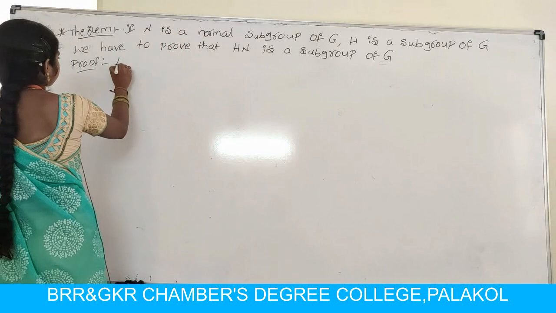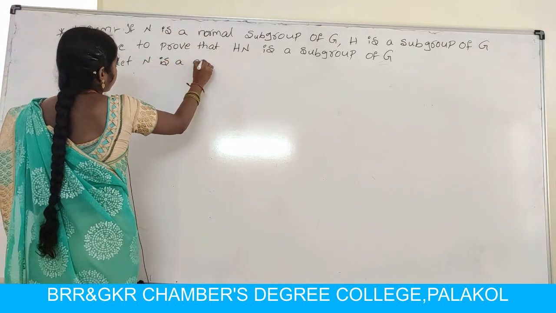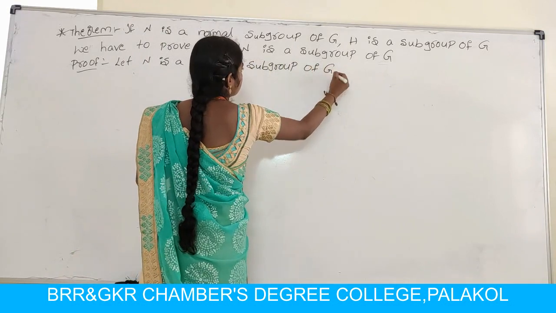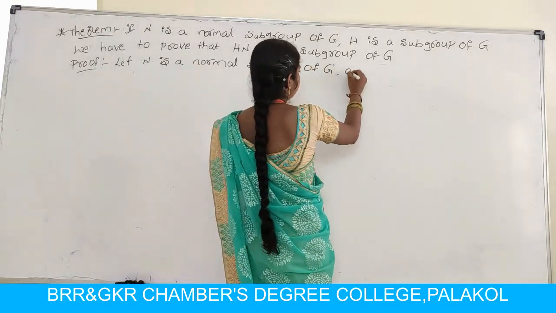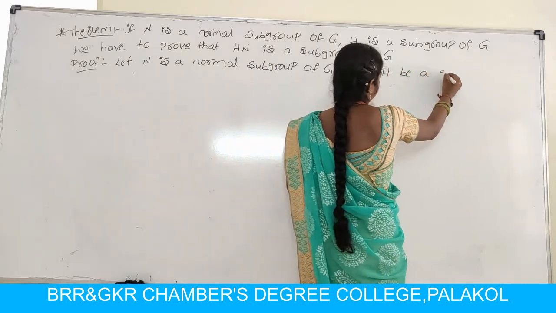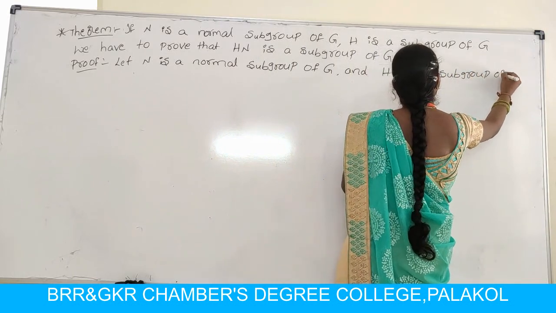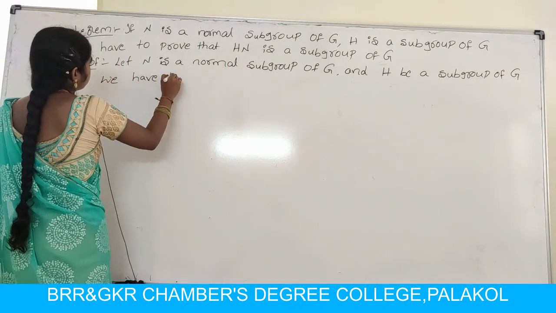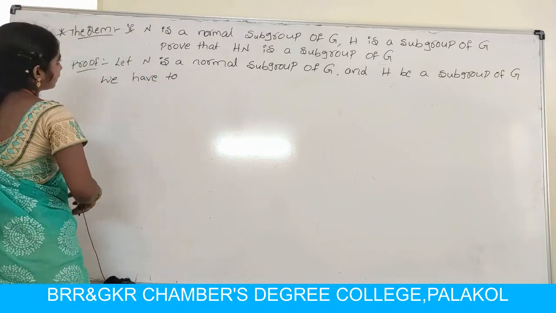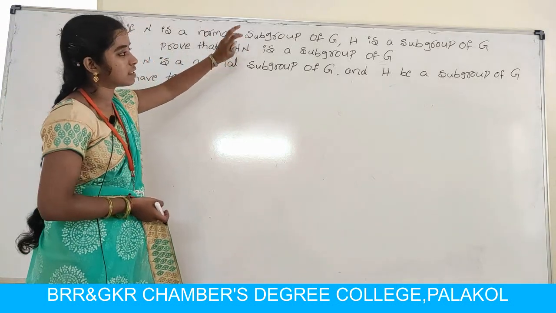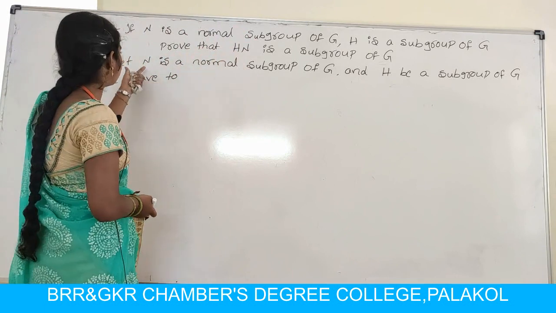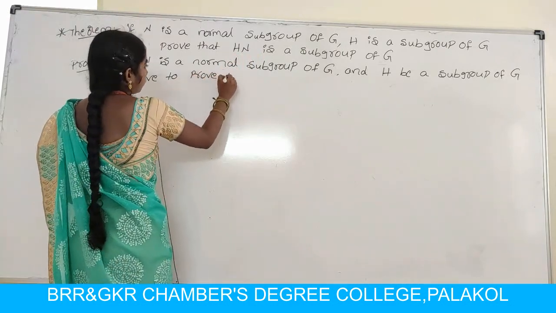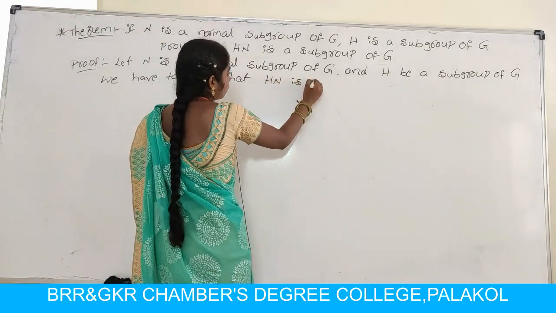So first, given N is a normal subgroup of Z, and H is a subgroup of Z, we have to prove that HN is a subgroup of Z.